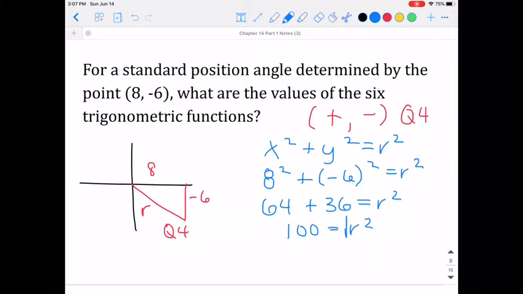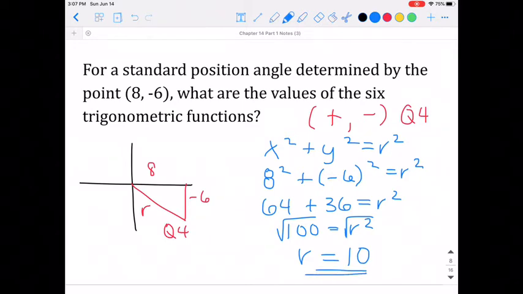To figure out our radius, we have to take the square root of both sides, and r is going to be equal to 10. Again, remember, our radius has to be positive. That's why we're only concerned with positive 10. Our radius cannot be negative 10. So our radius is going to be positive 10.